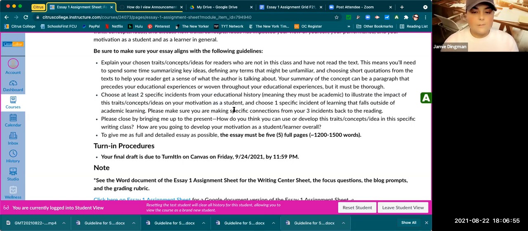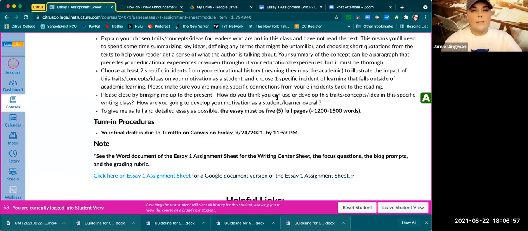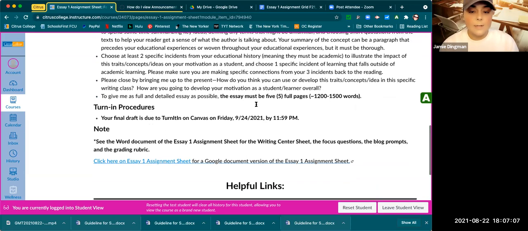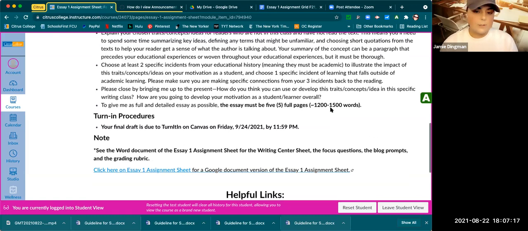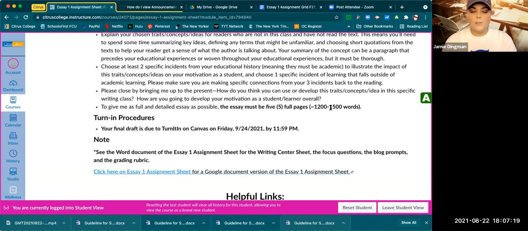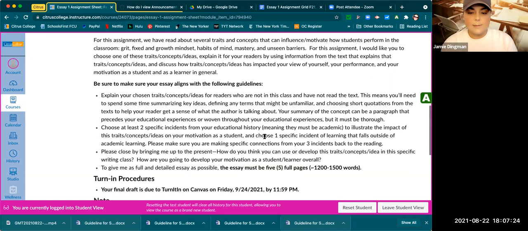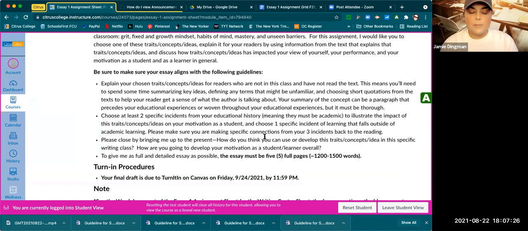And then we're going to close up the essay by explaining how we're going to try to develop that core concept or trait in this particular writing class and how it can be useful to us beyond this particular writing class. So as I said, it should be 5 full pages, and it's not going to be due until we get towards the end of September. So don't start panicking and freaking yourself out. Like I said, we're going to put it together in steps and in pieces. And before you know it, you'll be able to get to those 5 full pages, I promise you.